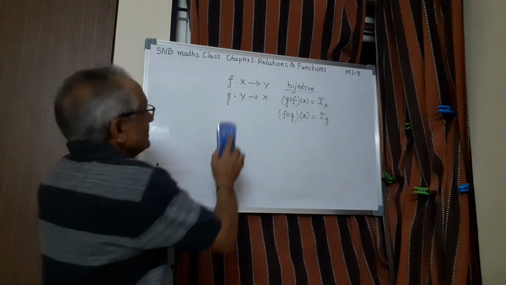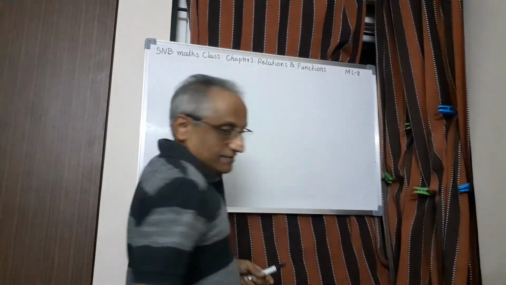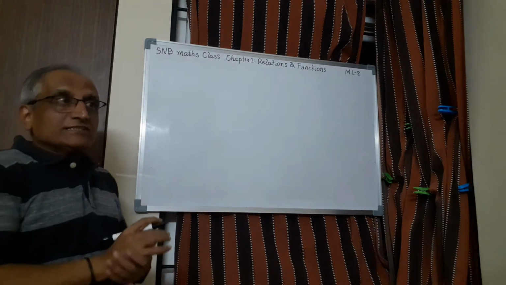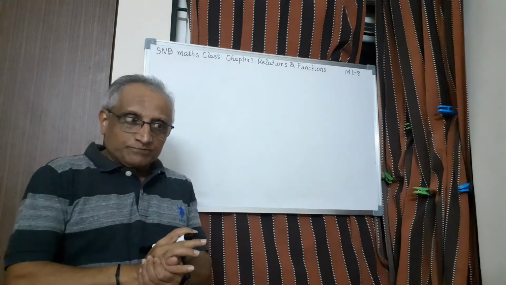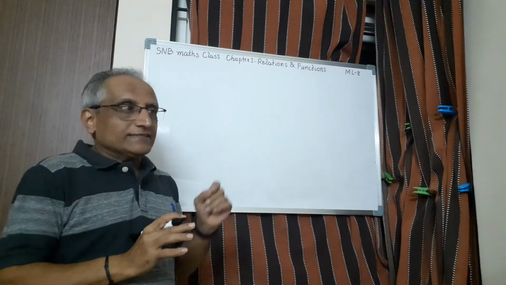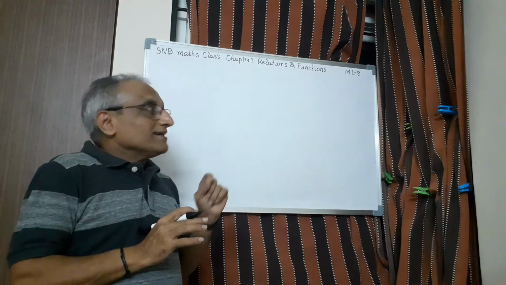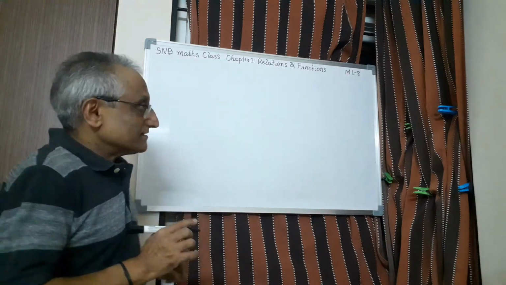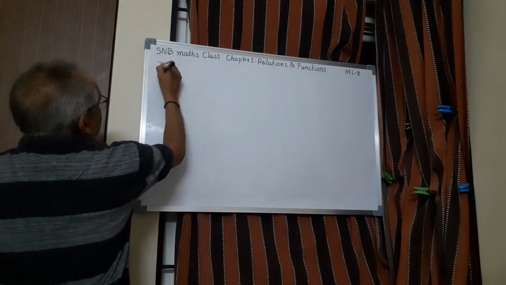Today in this lesson, let us study two important theorems related to invertible function. The first one is this: if a function f is invertible, and invertible means it has inverse, so that inverse is unique. That means a given function cannot have two inverses. So this is one important theorem. Let us take it as a theorem.